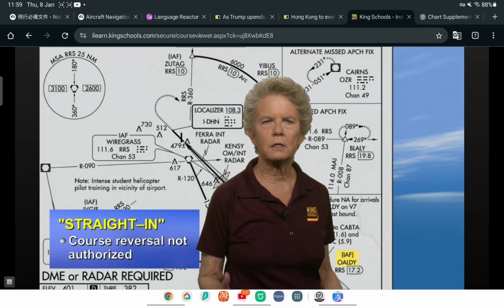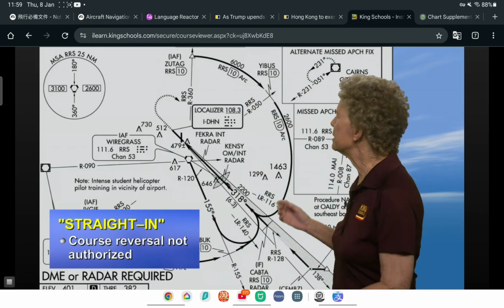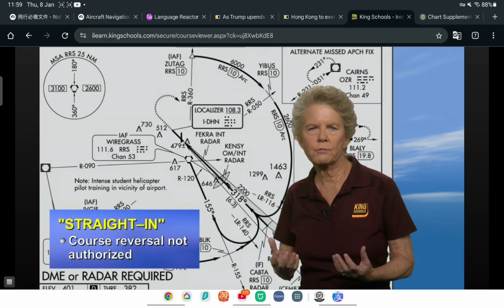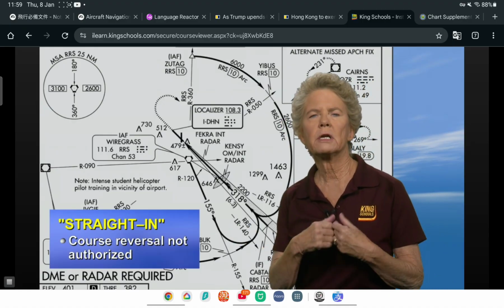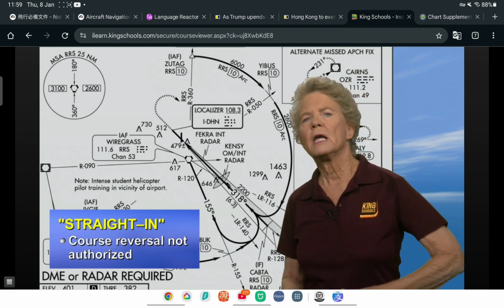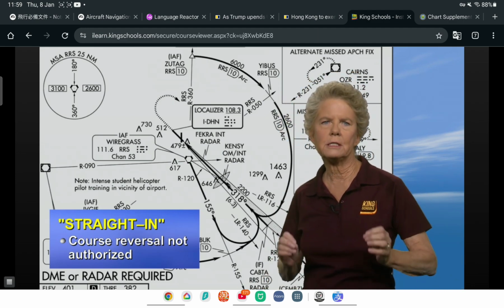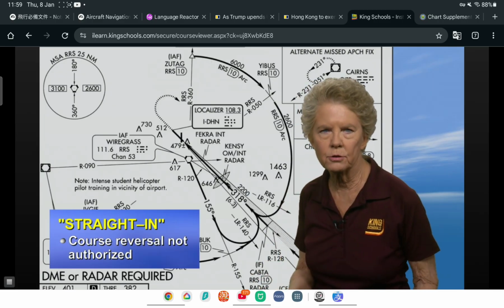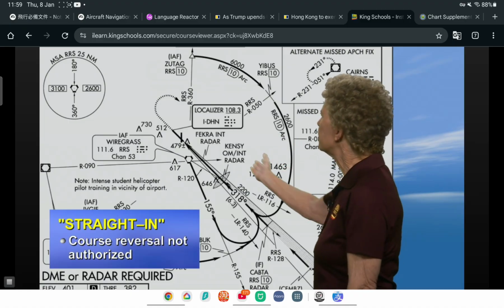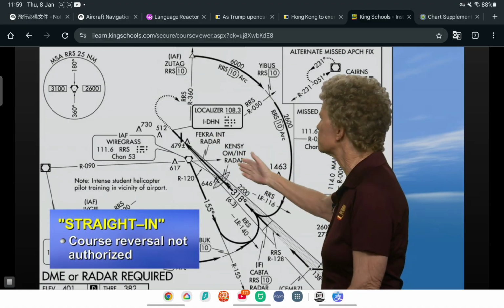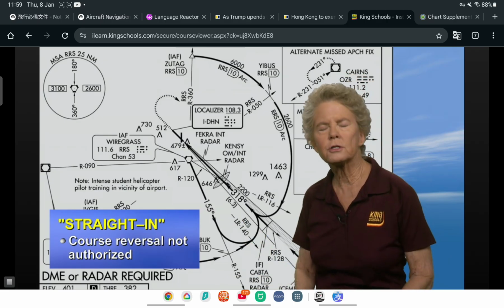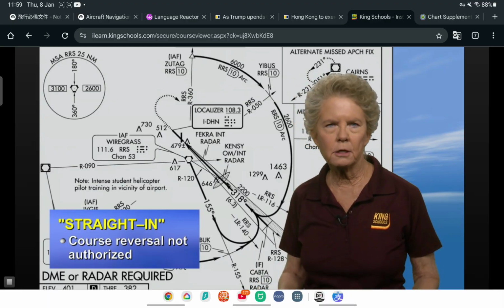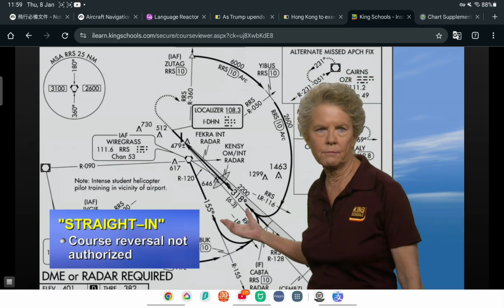Well, when ATC clears you for a straight-in approach, this means you are not authorized to make a course reversal. If you wanted a course reversal for some reason, you have to request an amended clearance. In this case, though, even if ATC did not say straight-in approach, you're not allowed to execute a course reversal because on this approach, there's no depiction of a course reversal anywhere. There's no procedure turn symbol, no holding pattern, no teardrop shape. So you would not get cleared for a course reversal even if you ask.